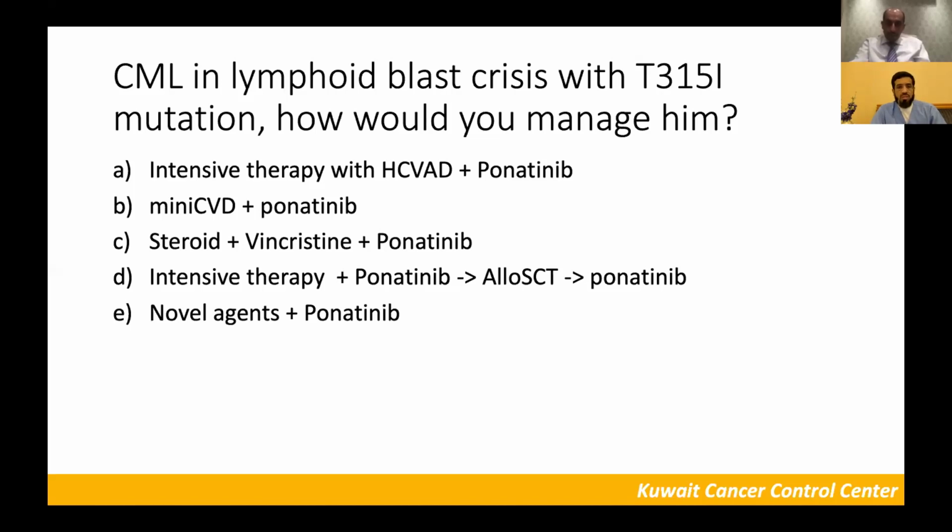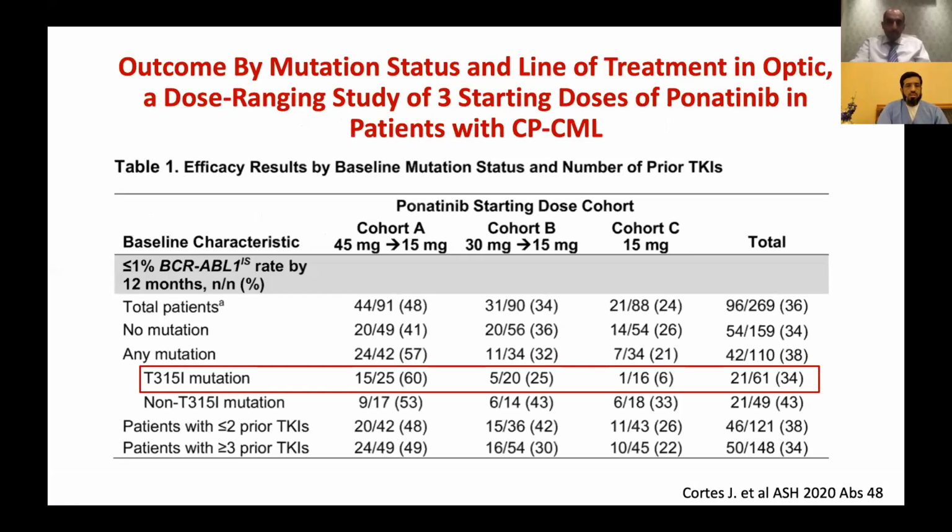The Ponatinib was given at a dose of 30 milligrams continuously because of the increased cardiovascular risk with the 45 milligram dose. And this is a recent abstract presented at the last ASH meeting, looking at the outcome by the mutation status and the line of treatment on different dosing regimens of Ponatinib in patients with CML in chronic phase. If you look at the T315I mutation, the patients usually tend to respond nicely to 45 milligrams, and then later on you reduce the dose as the patient responds. But if you start with 15 milligrams, then those patients have almost a 6% efficacy and response rate.